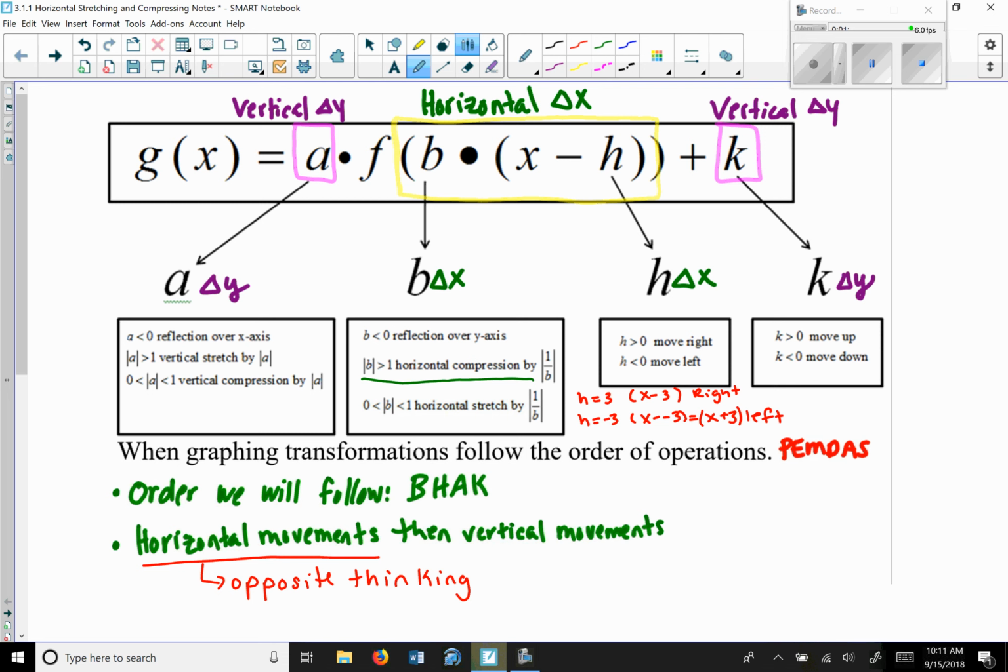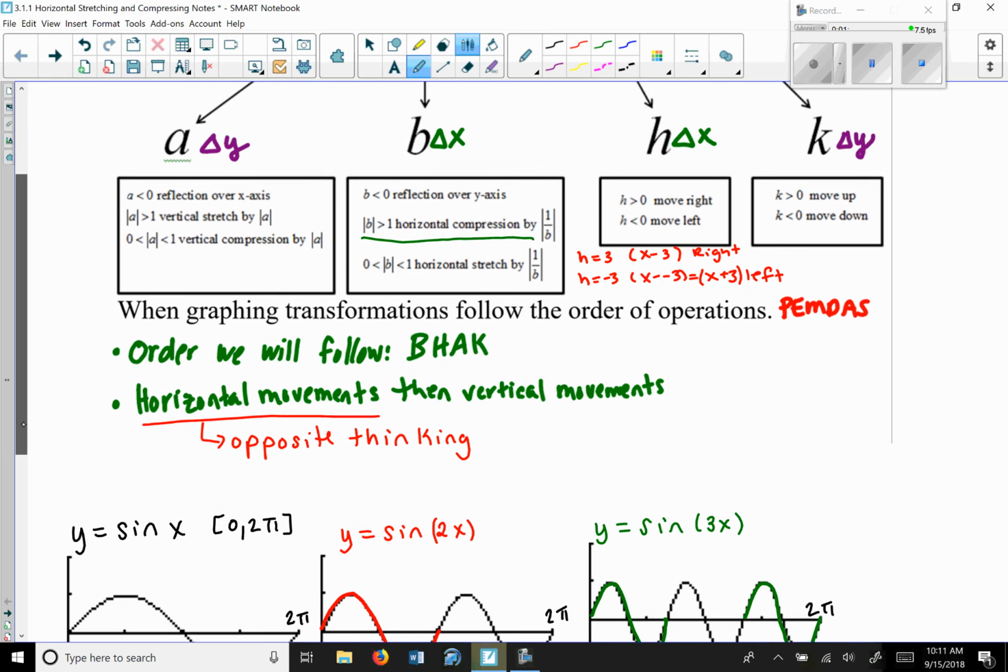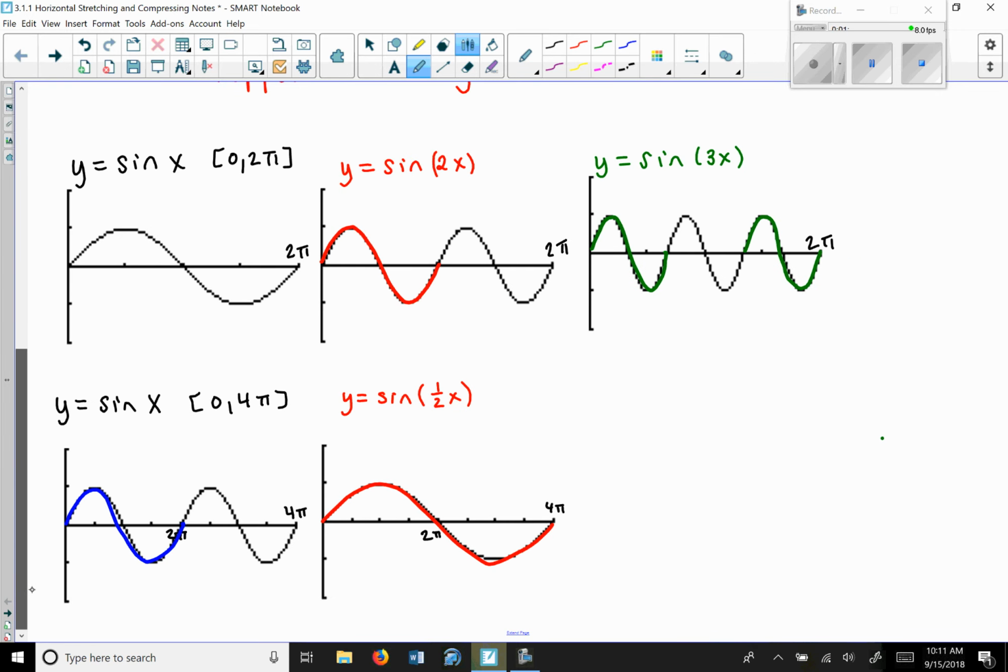It's kind of the same thing when you're thinking about your horizontal stretching and compressing. When your B value is less than 0, it reflects across the y-axis. When your absolute value of B is bigger than 1, it's a horizontal compression by the absolute value of 1 over B. If it's in between 0 and 1, it's a horizontal stretch by the absolute value of 1 over B.